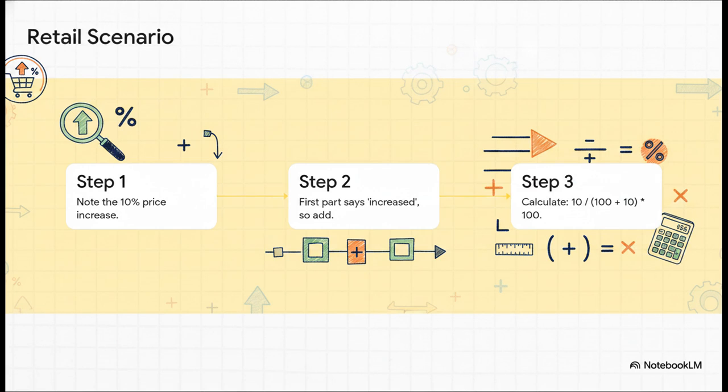It states the price is increased by 10%. Step 2, because it says increased, which means the same thing as more, the rule tells us to add our percentage A to the 100 in our denominator. Step 3, set up the math. We have 10 divided by parentheses, 100 plus 10, all multiplied by 100. That gives us 10 over 110, or 1 over 11 multiplied by 100.